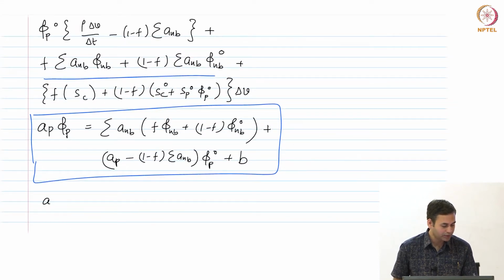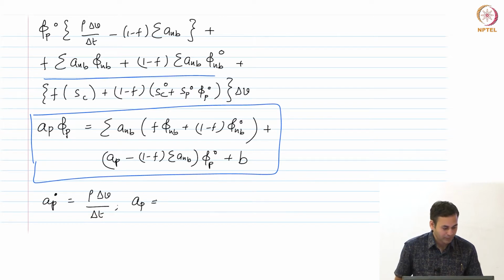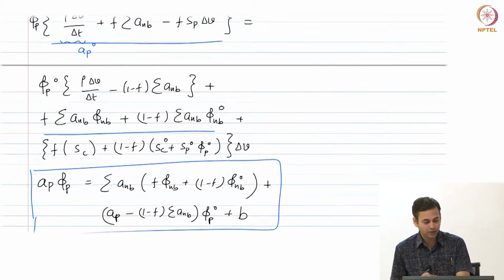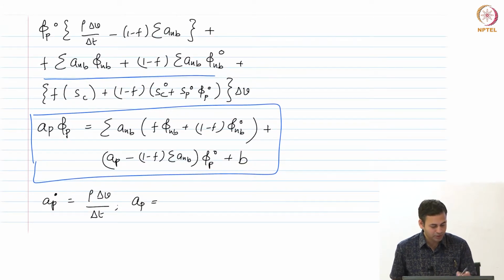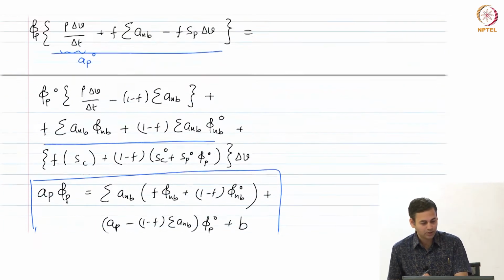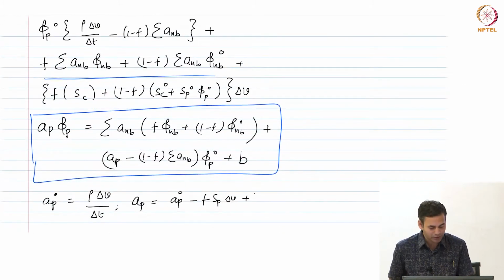Then what are these coefficients? What is AP0? Rho delta V by delta T. What is AP? AP is this entire term, right. That is basically this entire term, right. That is what? AP equals AP0 minus f times SP delta V, what else? Plus f times sigma a and b, okay.